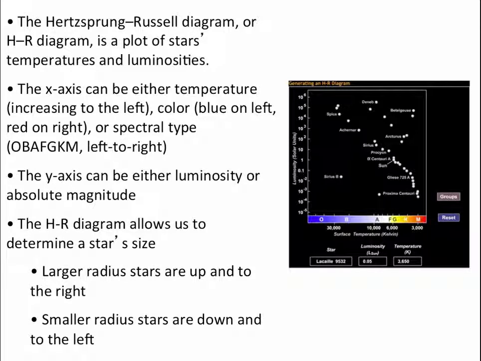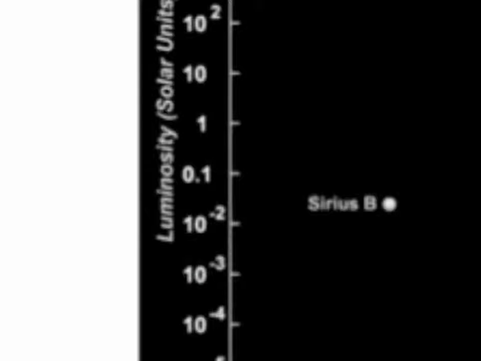So this summarizes what we've talked about so far. We're plotting stars' temperatures versus their luminosities. The x-axis can be temperature or color or spectral type. The y-axis can be luminosity or absolute magnitude. And one thing that we can instantly begin to do is realize that, from what we learned about the Stefan-Boltzmann law, this diagram can help us determine a star's size.